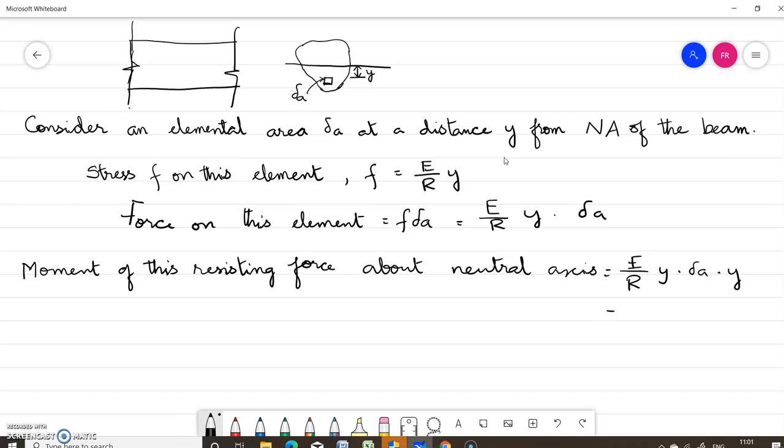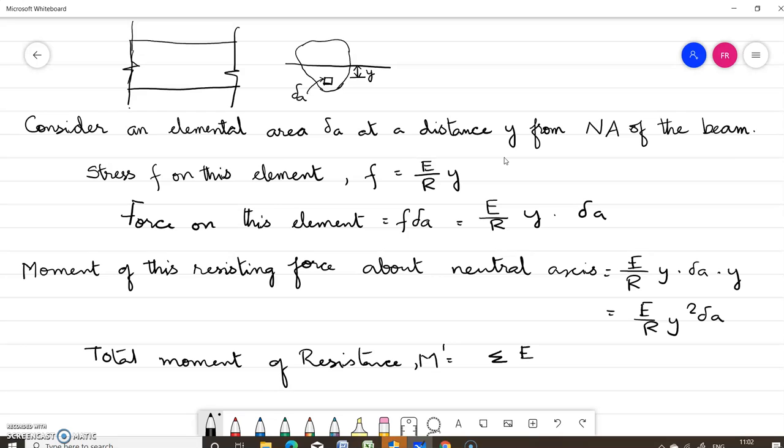This is the force multiplied with distance. We can write E by R into Y square into delta A. So the total moment of resistance of the cross section will be equal to the sum of the moments due to the elemental areas. Let us represent this as M dash equal to sigma of E by R into Y square into delta A. E and R are constants, so we can take them outside: E by R into sigma of Y square into delta A.